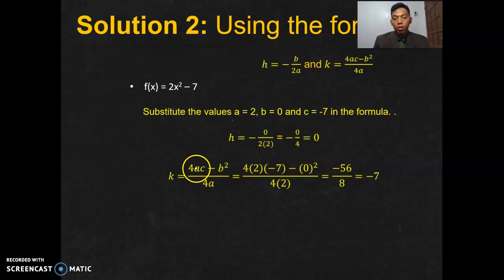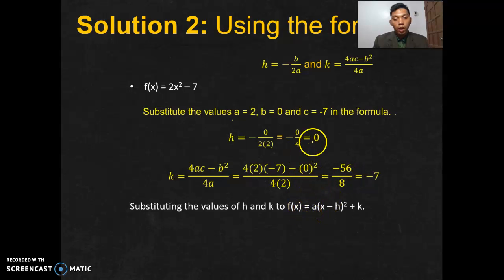And then for k, 4ac minus b squared all over 4a. So 4 times 2 times negative 7 minus b squared, which is 0, all over 4 times 2, which is 4a. So the numerator will result to negative 56 over the denominator 8. If you divide that, you'll get negative 7. So now we have h as 0 and k is negative 7.